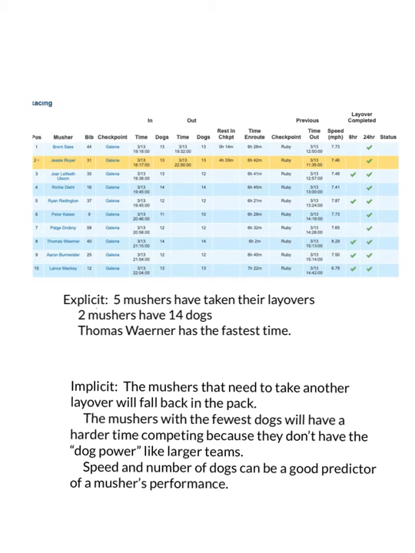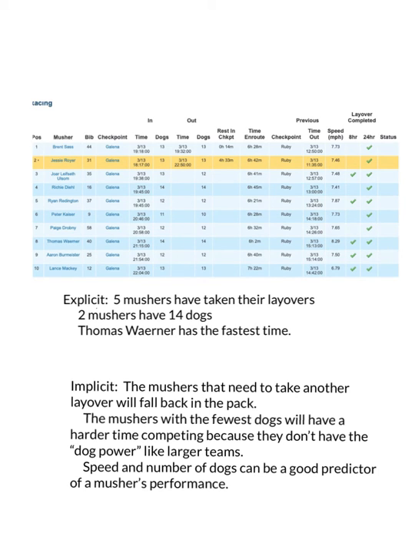I can also infer or conclude that the mushers with the fewest dogs will have a harder time competing because they don't have the dog power like larger teams. So a team that's running 10 dogs is going to struggle compared to a team that's running 14. They just don't have the power behind the sled. And lastly, I can make the thesis or draw the conclusion, however we want to say it, that when you look at a musher speed and the number of dogs they're racing, that's a pretty good predictor of who's going to win this race or how the musher is going to perform overall.